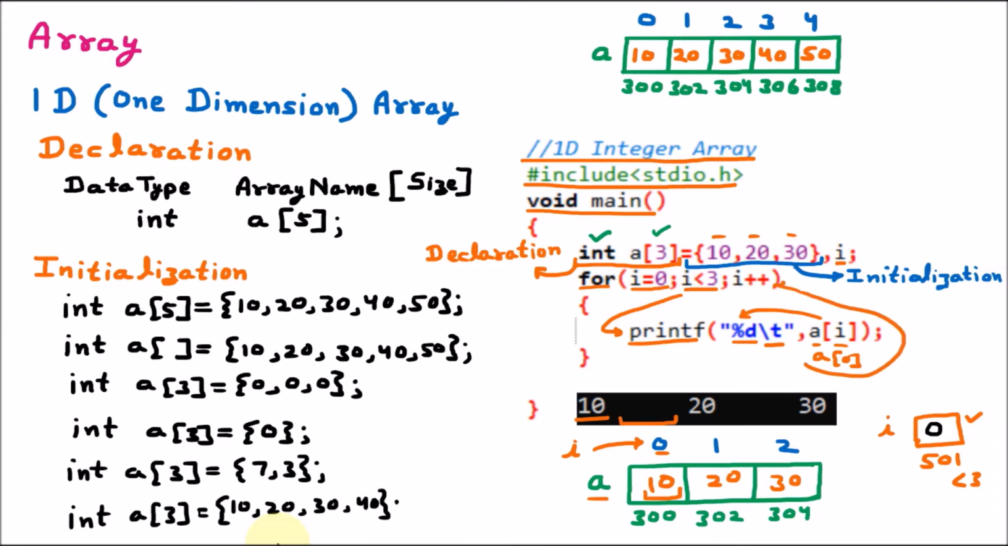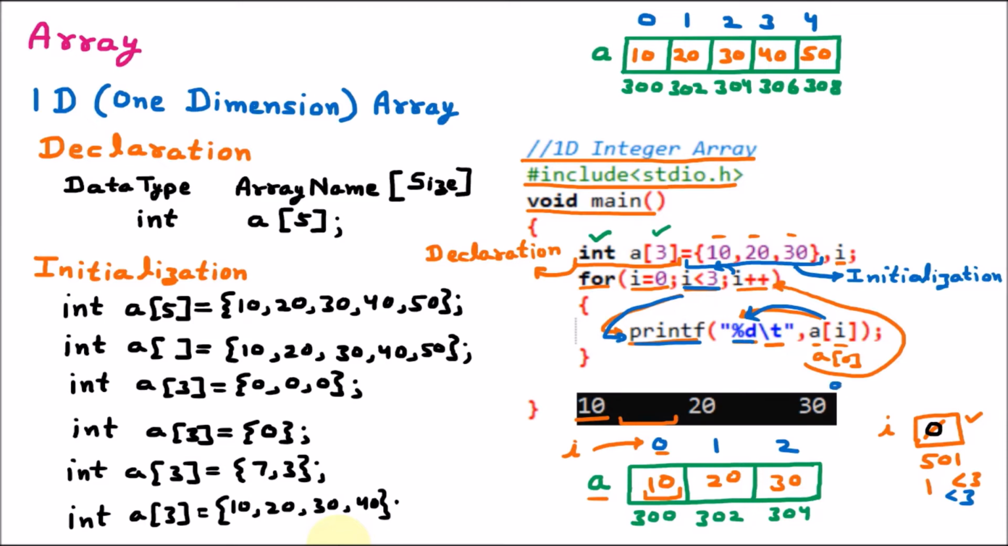Then afterward we have i++, so the value of i will be incremented to 1. Then again it checks the condition, i less than 3. So 1 less than 3 is true. Again coming down, printing on the screen, %d will take the value from a[i].